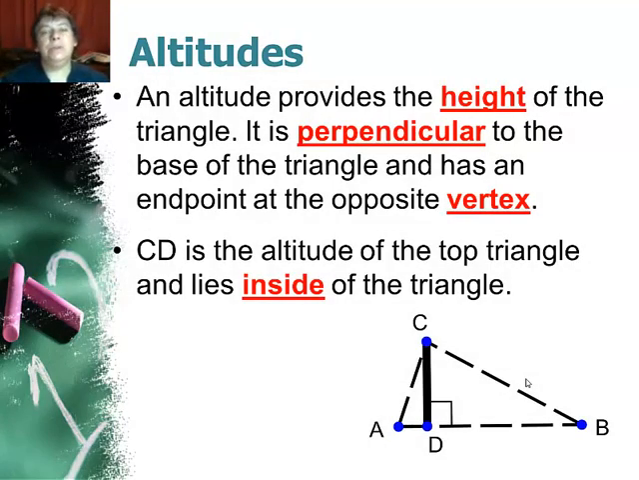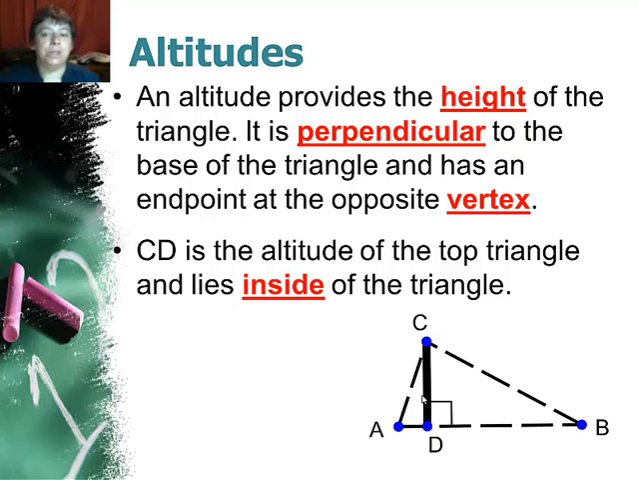Now, an altitude. You learned about altitudes in 6th grade because you were finding areas of triangles back then, and the altitude was a major part of finding the area. It provides the height of the triangle from the topmost part, the vertex, down to the base. So it is always perpendicular to the base of the triangle, and it has the endpoint at the opposite vertex. So CD here in this triangle is the altitude, or the height, and it's inside.